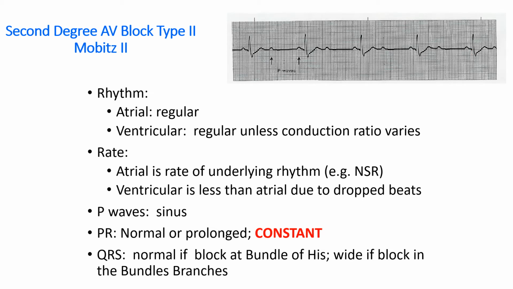And your QRS's may be normal if it's blocked at the bundle of His, or it might be wide if it's blocked in the bundle branches, or below it, I should say.